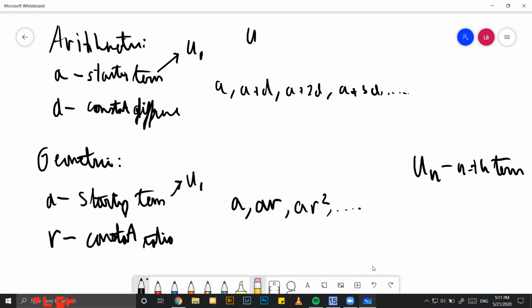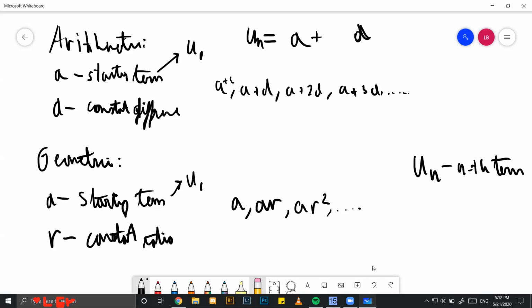If we look at this one, we notice that a common feature of every single term here is a. So the nth term has to have an a at the start of it, because every single one of these has an a. We know that there's a d as well, but then there's a constant factor in front of that d. So let's think about what that constant factor is.